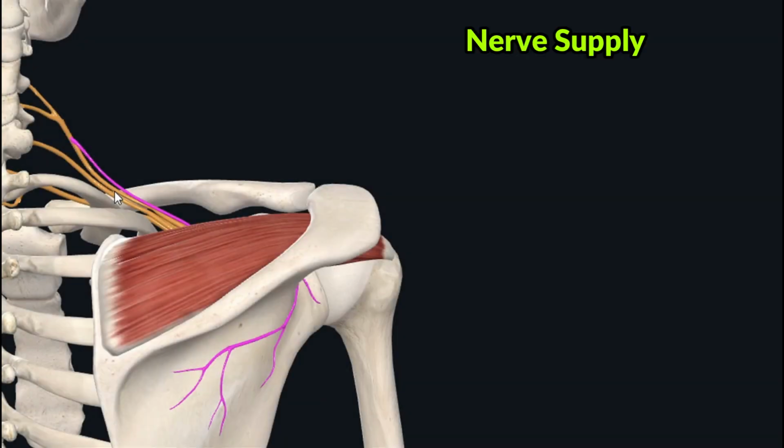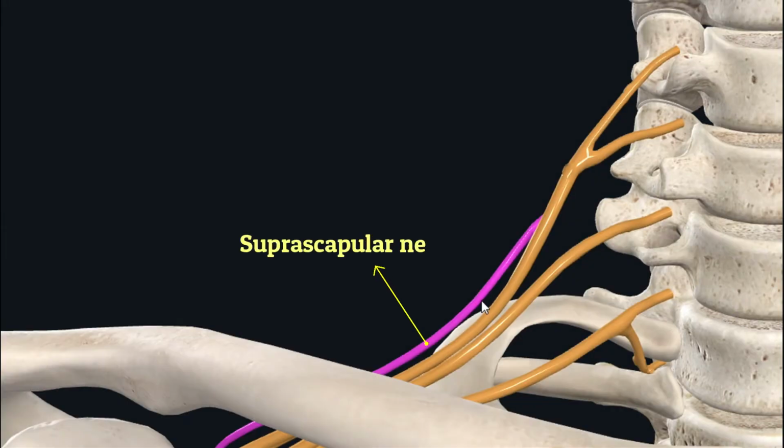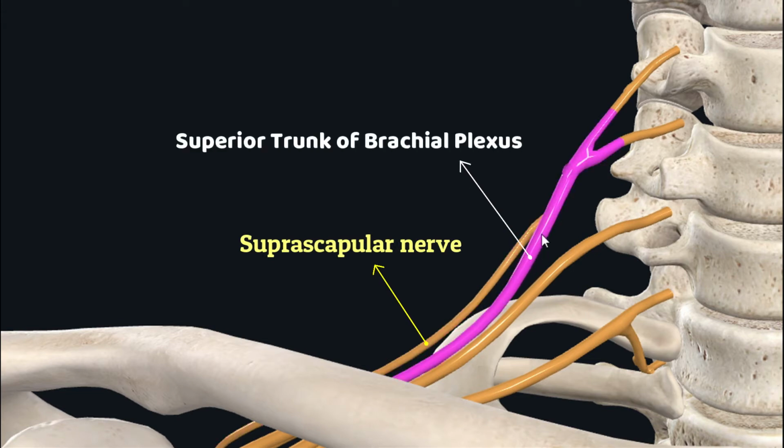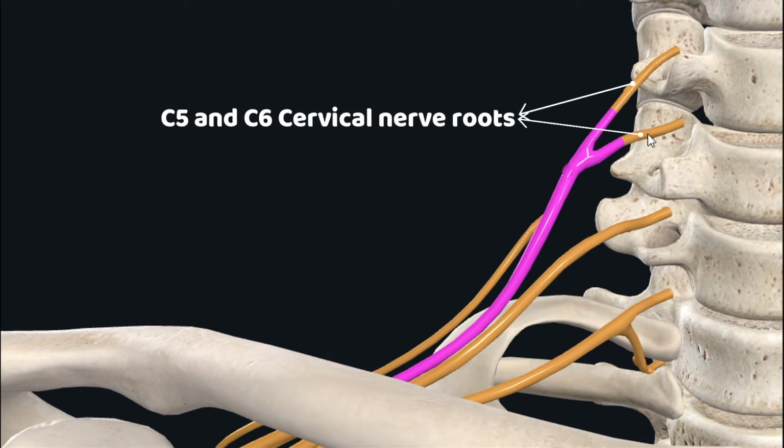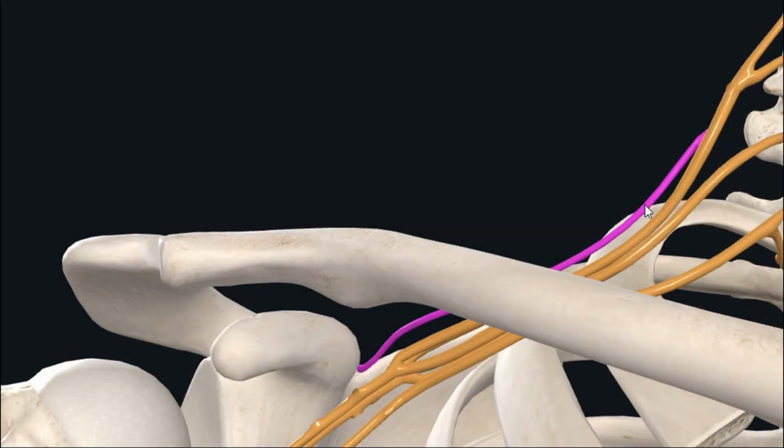In terms of the nerve supply of the supraspinatus muscle, this muscle is supplied by the suprascapular nerve. The suprascapular nerve arises from the superior trunk of the brachial plexus, with C5 and C6 cervical nerve roots. After its origin, the suprascapular nerve runs inferolaterally and a bit posteriorly to pass through the suprascapular notch.